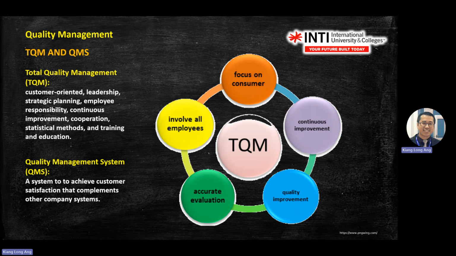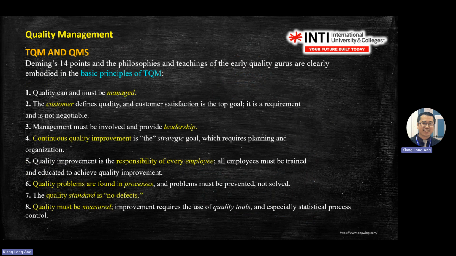TQM, total quality management. QMS is quality management system. These two terms are quite popular in the industry, especially when they talk about quality. TQM or QMS. Okay, basic principle of TQM. Again, we adopt from the Deming 14 points of philosophy. There are 14 points of philosophy, then we adopt them into TQM. So these are the 14 points. You read. So quality, manage, consumer, leadership, blah, blah, blah. This one you read.